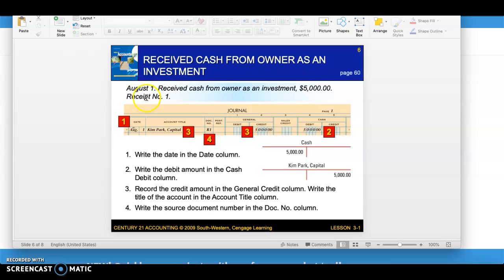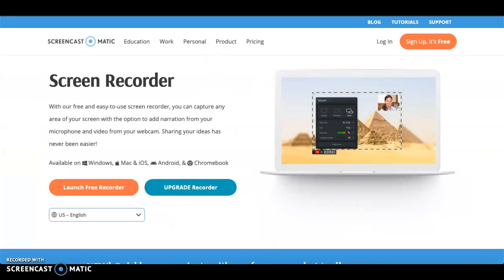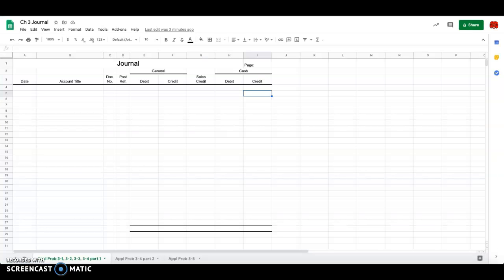So they're going to give you the date, August 1st, received cash from the owner as an investment, $5,000. And then this is your source document, receipt number 1. They're always going to tell you what the source document is, okay? All right, so those are what the transactions will look like. So I'm going to walk you through how to actually then journalize.